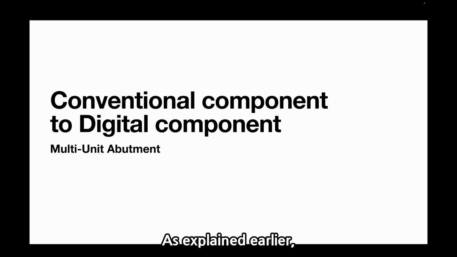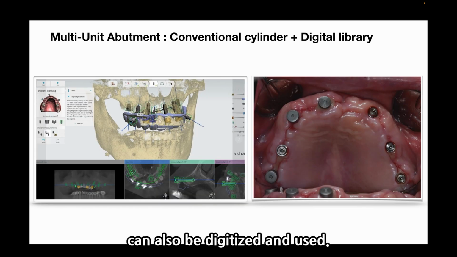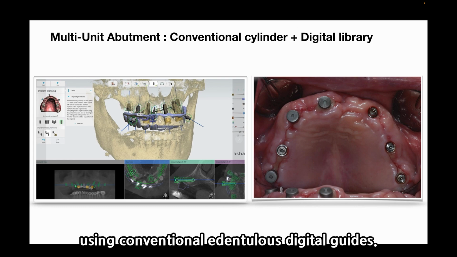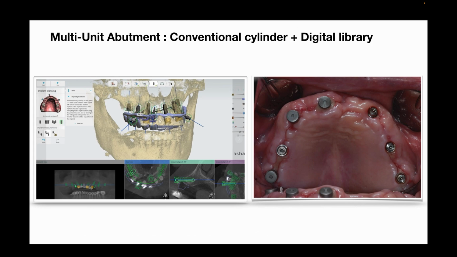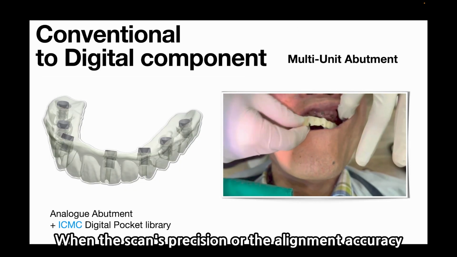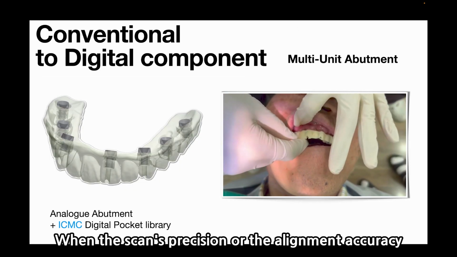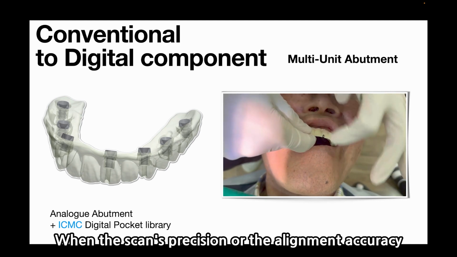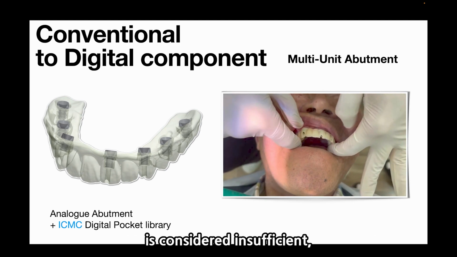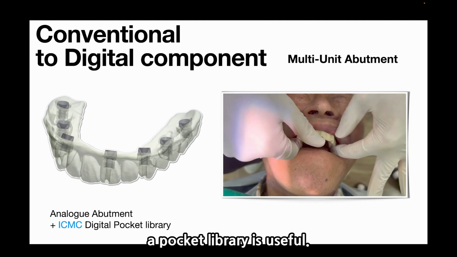As explained earlier, existing analog compensate can also be digitized and used. Surgery was performed using conventional edentulous digital guide. The oral scan was done at the MUA abutment level. When the scan's precision or alignment accuracy is considered insufficient, a focal library is useful.